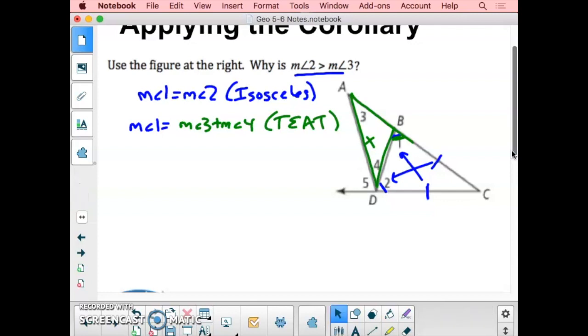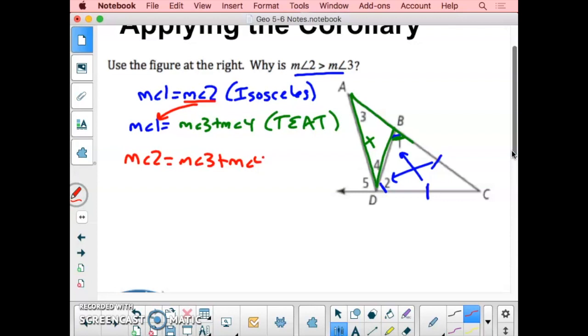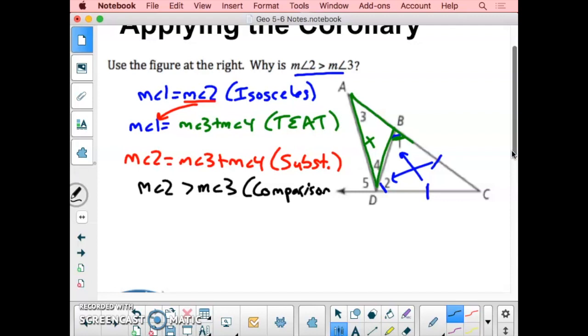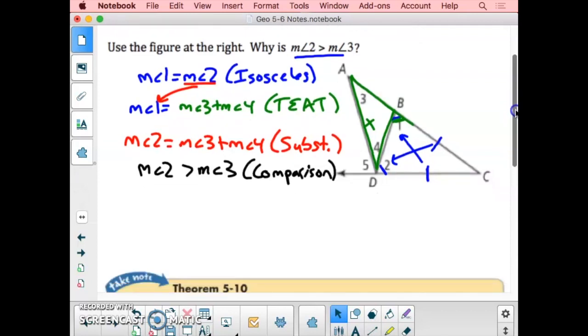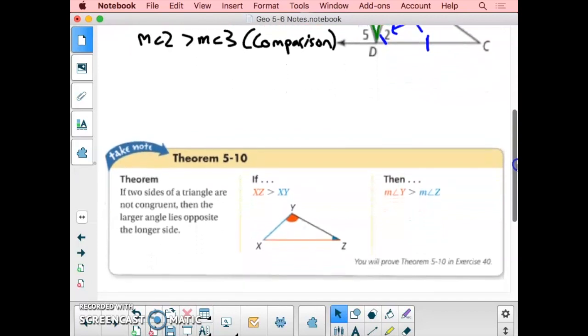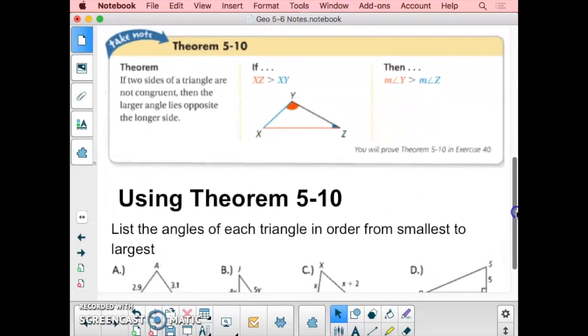Since 1 and 2 are the same thing, I can take 2 and substitute. Angle 2 is equal to angle 3 plus angle 4, substitution. And that means by comparison, angle 2 has to be bigger than angle 3. Since angle 2 is equal to 3 plus something else, I know that angle 2 has to be larger. Okay, that's not the main thing you'll do today, but that's using the comparison property to decide what is bigger and what is smaller. That leads into what we're talking about today.